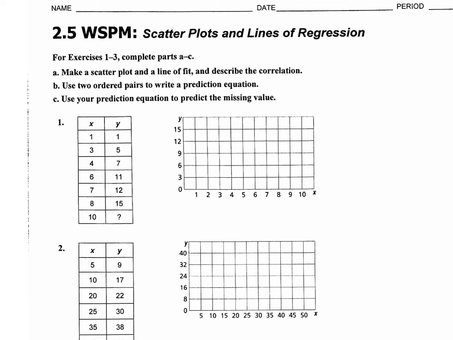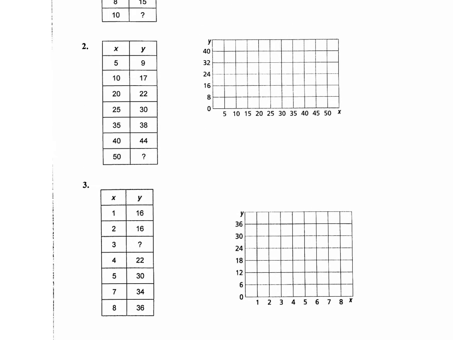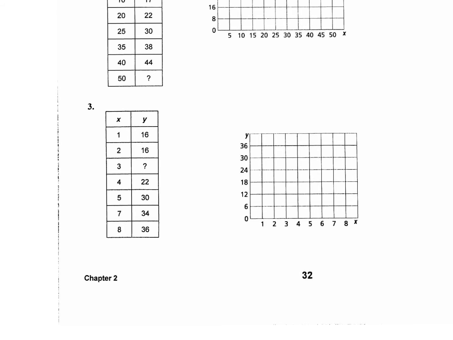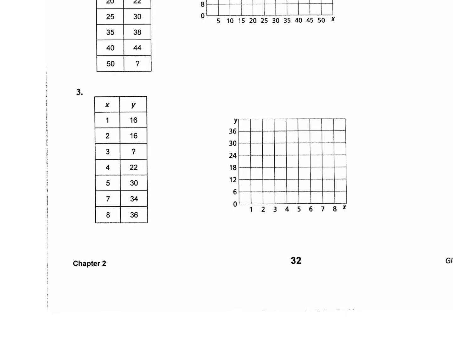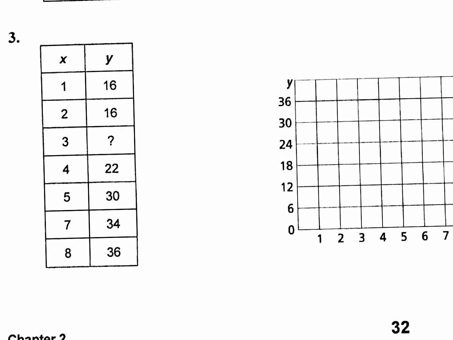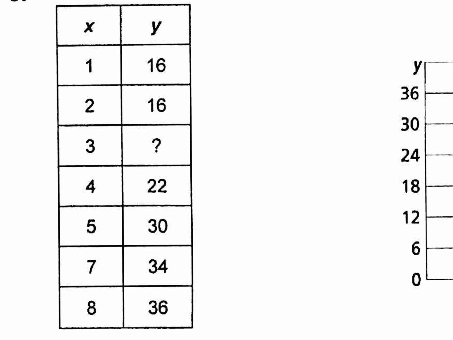So I'm actually recording this explanation of question number 3. Now there's several parts that they want us to do on each of these. They want us to make a scatter plot and a line of fit and describe the correlation. That's the first thing they want us to do. So what we want to do is plot these points. We're going to begin with the coordinate 1, 16.